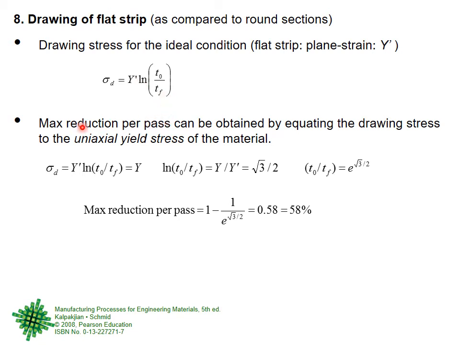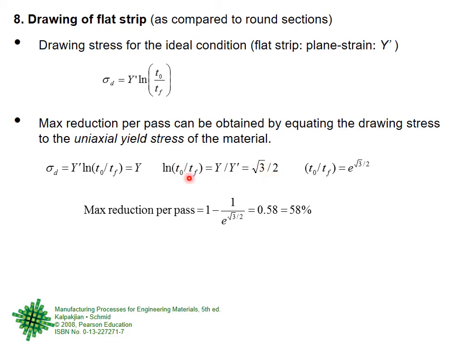Okay. Now the maximum reduction per pass can be obtained by equating the drawing stress to the uniaxial yield stress of the material, just like earlier. So Y prime ln t naught by tf is equal to Y, because this can have a maximum value of 1, right? So ln t naught upon tf is Y upon Y prime, right? And we know that this Y prime is 2 by root 3 and so on. So this number is root 3 by 2.